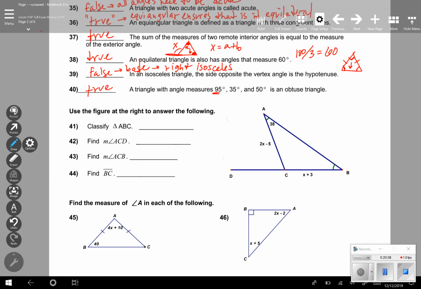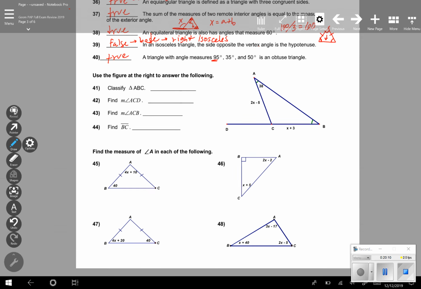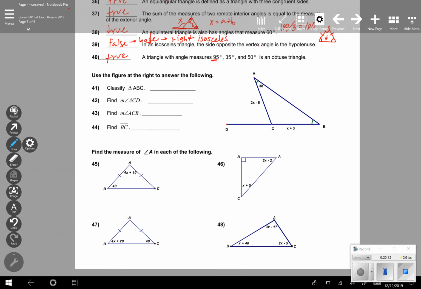Last few ones here. Okay. It says, use the figure at the right to answer the following. Classify triangle ABC. Okay, so triangle ABC. We see here it's got these two equal angles. So it is an isosceles triangle.